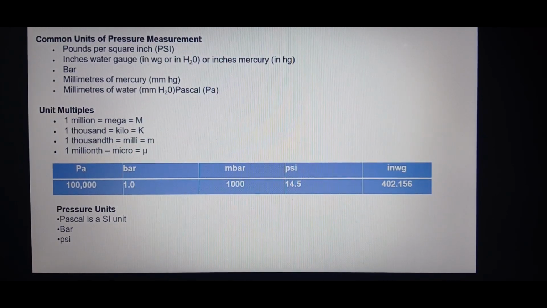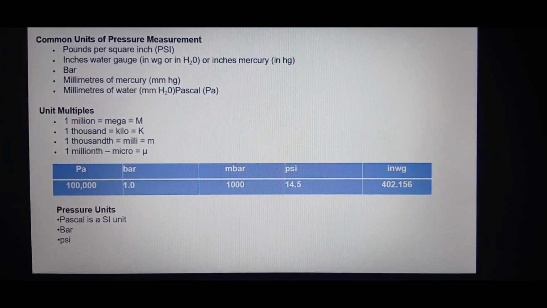Common units of pressure measurement. Pounds per square inch is one. Inches water gauge is another one. Bar, millimeters of mercury, millimeters of water. Those are the most common ones that we use.